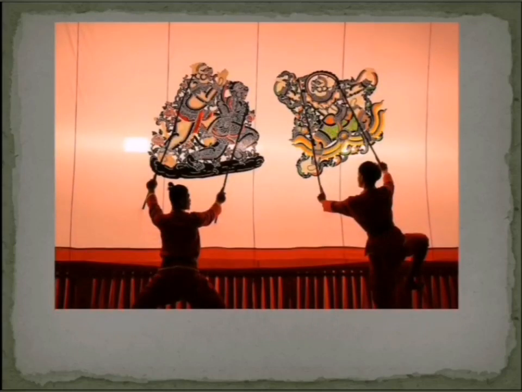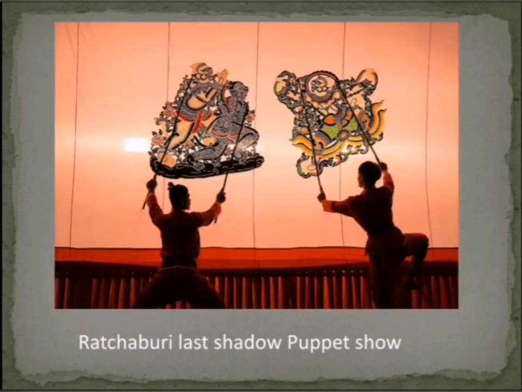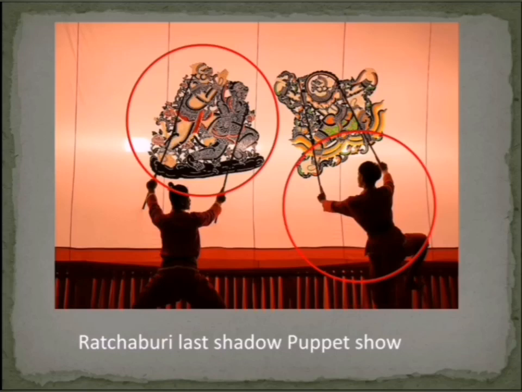Another example, we have another kind of puppet. This is called the Ratchaburi Lek Shadow Puppet Show. This is held in Ratchaburi, so you can watch this puppet show in Ratchaburi province. Again, the one that I encircled is a puppet, and the one holding or manipulating the puppet is called the puppeteer.